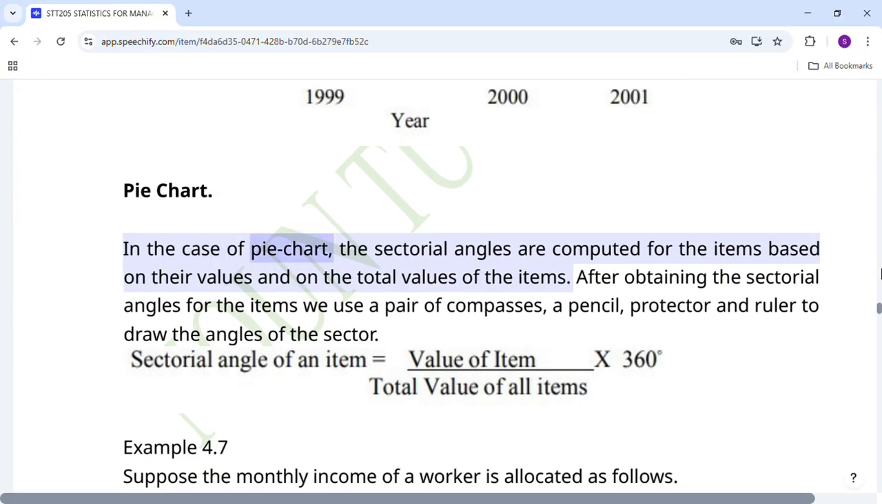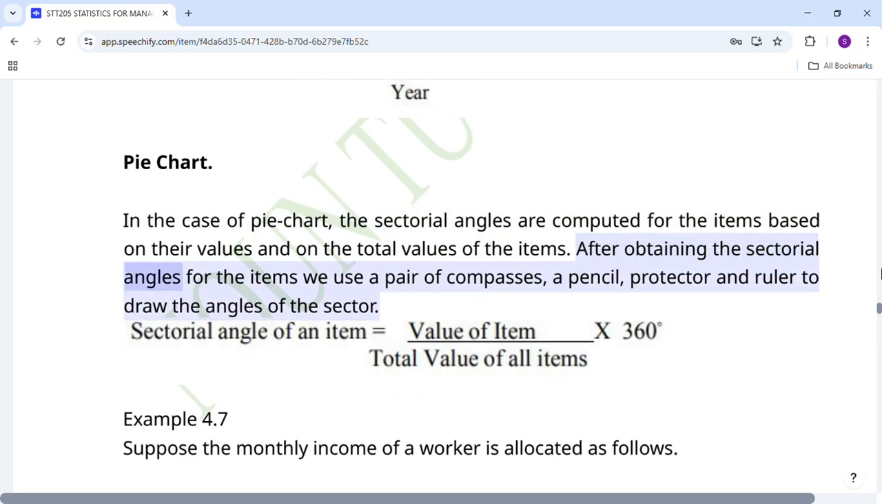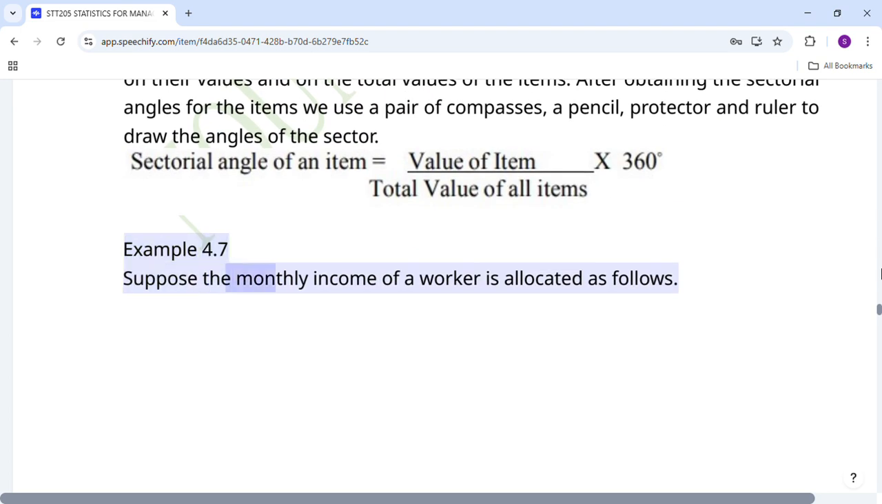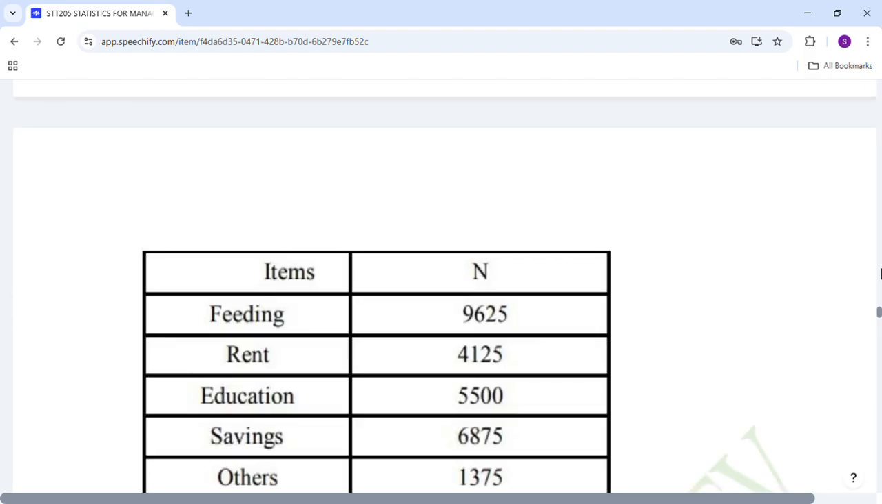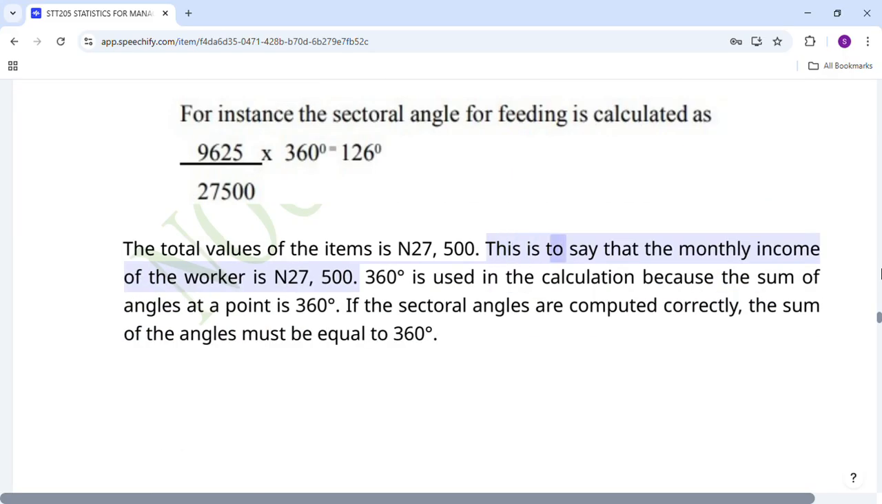Pie chart. In the case of a pie chart, the sectorial angles are computed for the items based on their values and on the total values of the items. After obtaining the sectorial angles for the items, we use a pair of compasses, a pencil, a protractor, and a ruler to draw the angles of the sectors. Example 4.7. Suppose the monthly income of a worker is allocated as follows. The total value of the items is N27,500. This is to say that the monthly income of the worker is N27,500.